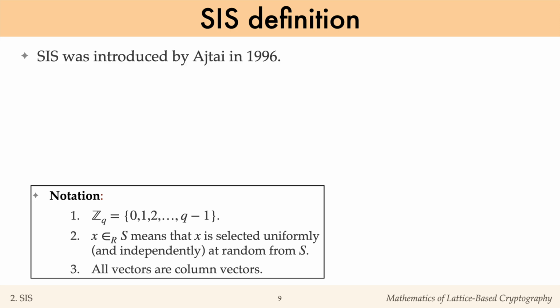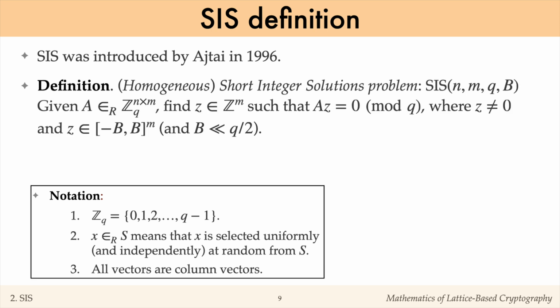The short integer solutions problem, SIS, was introduced by Ajtai in his landmark 1996 paper. The problem has four parameters, n, m, q, and b. q is a prime number, and b is the error bound. The SIS problem is the following. Given an n by m matrix A whose entries are randomly selected from the integers modulo q, find a non-zero solution z to the matrix equation Az = 0 modulo q, where the components zi of the vector z are integers between minus b and b. Here the error bound b is quite a bit smaller than q over 2.